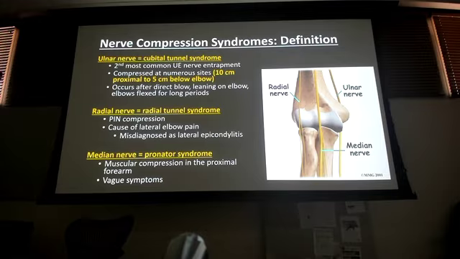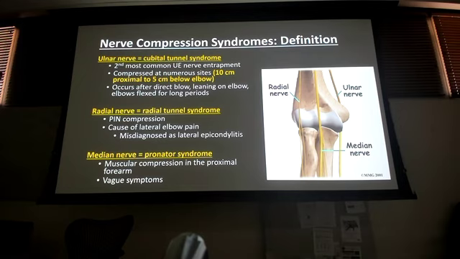So, ulnar nerve, cubital tunnel syndrome, second most common upper extremity nerve entrapment. What do you think the most common then is? Carpal tunnel, right? But important again, I keep telling you guys, is it the shoulder, the elbow, or the wrist, right? Which one are we talking about when it comes to compression, okay?